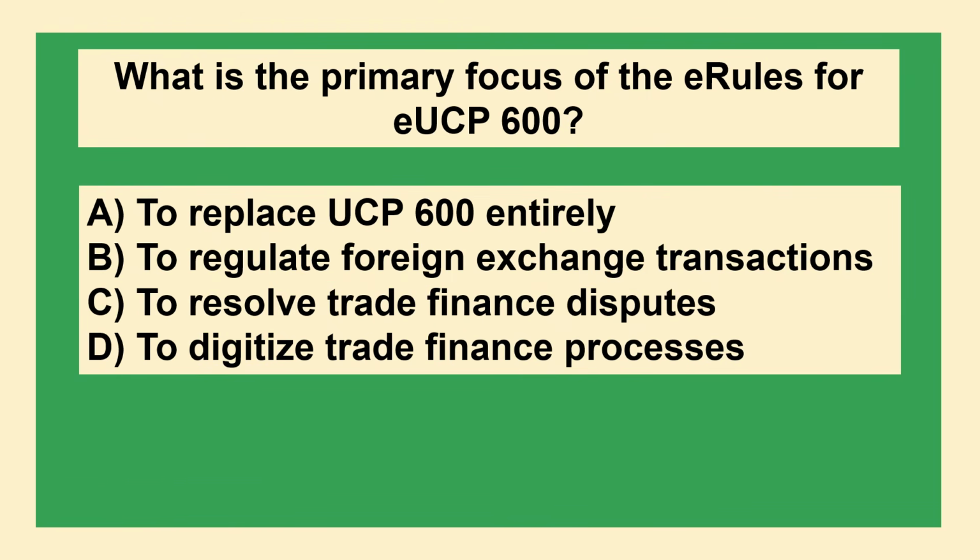Question, what is the primary focus of the e-rules for EUCP 600? Option A, to replace UCP 600 entirely. Option B, to regulate foreign exchange transactions. Option C, to resolve trade finance disputes. Option D, to digitize trade finance processes.